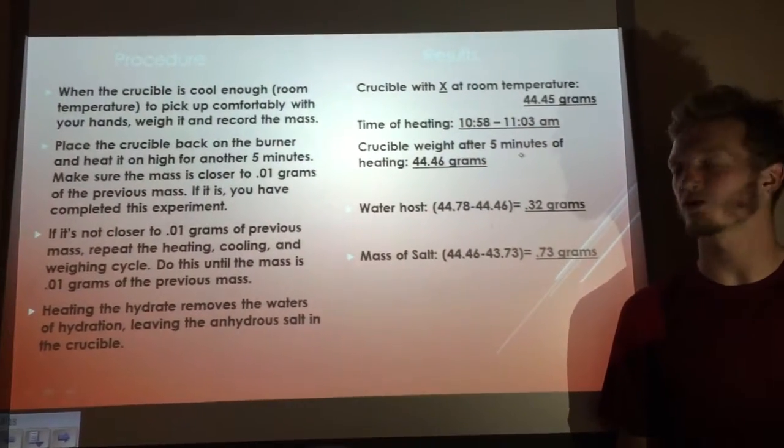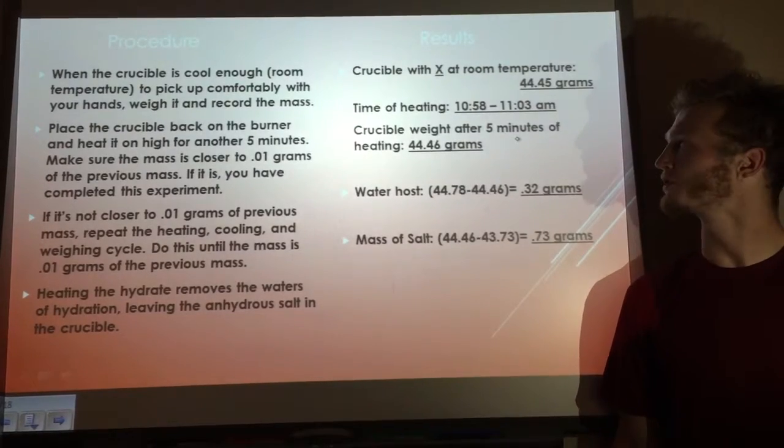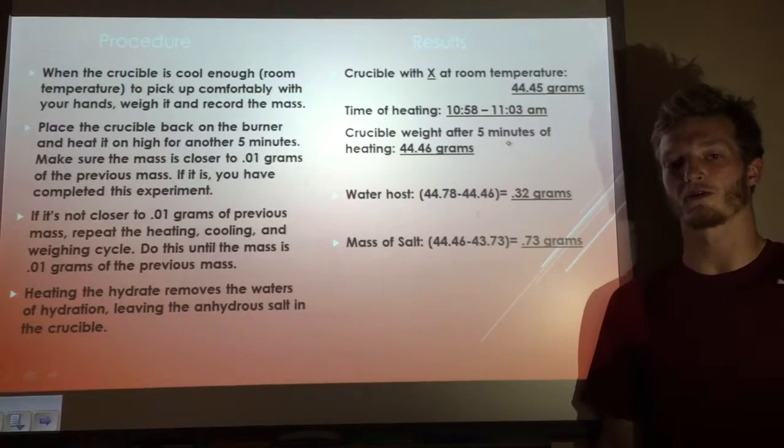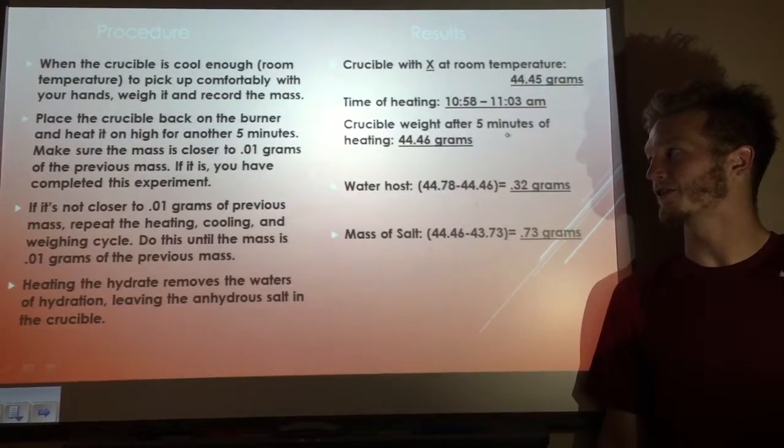When the crucible is cool enough at room temperature, pick it up comfortably with your hands, weigh it, and record the mass. At room temperature, our crucible weighed 44.45 grams. And then place the crucible back on the burner and heat it for another 5 minutes.